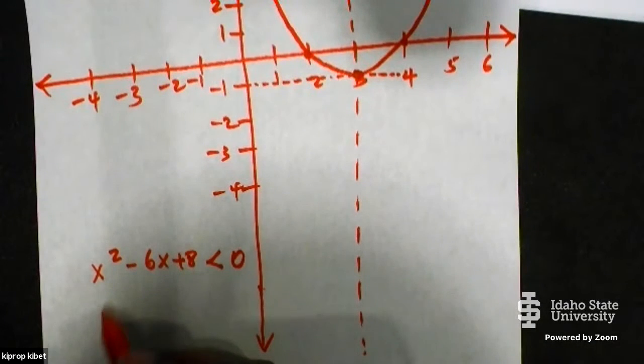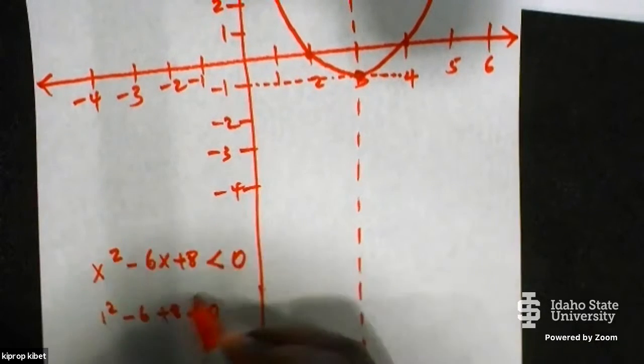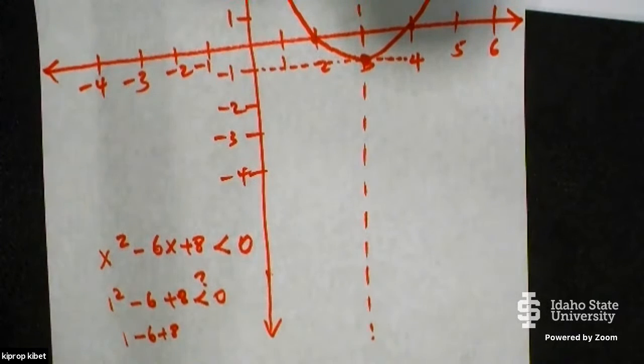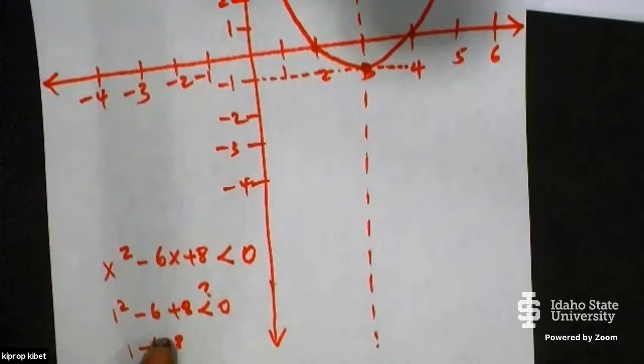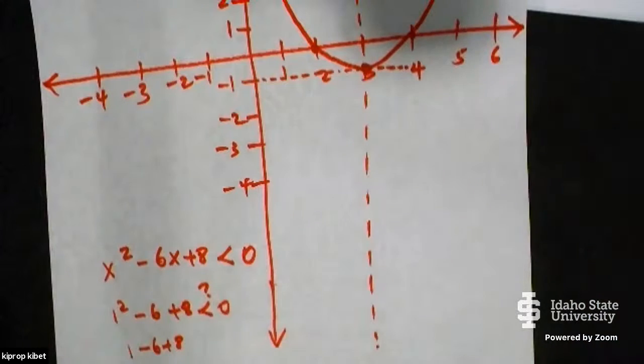So this is 1 squared minus 6 plus 8 less than 0. Is this less than 0? So this is 1 minus 6 plus 8. Is it less than 0? It is not, right? Because 1 minus 6 is minus 5. Minus 5 plus 8 is 3, right? So 3 is not less than 0. So we are not including that place. Then again, if you try 5, then it will not include that.